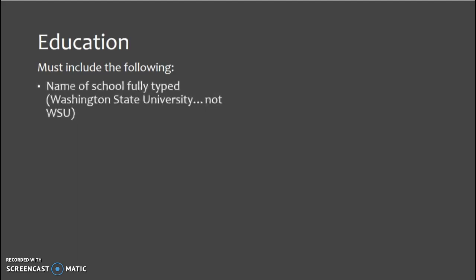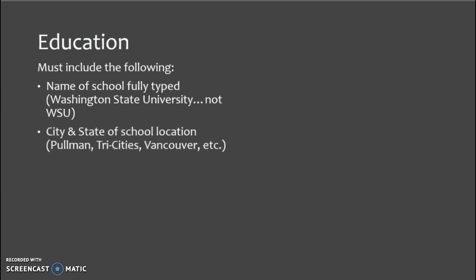One more thing, education. We all have it. You're here for it. So education must include the following things. The name of your school, fully typed out. Washington State University, not WSU. There's many WSUs out there. So do your reader a favor, Washington State University. Include the city and state of the school location that you are attending. Are you WSU Pullman or Tri-Cities or Vancouver, or are you Global Campus? Let the reader know.